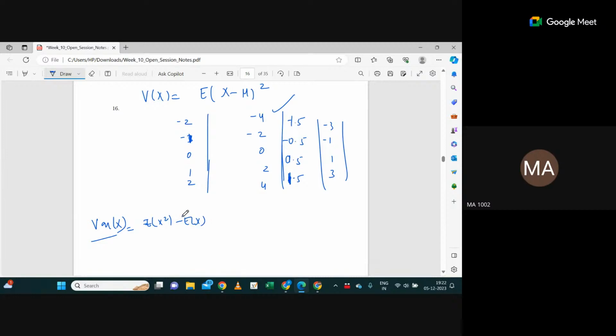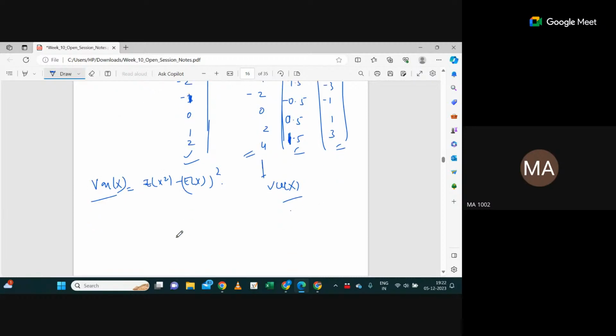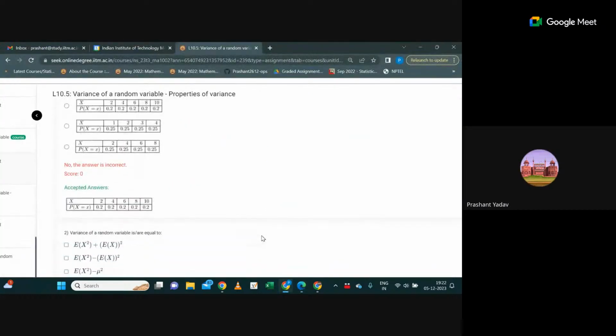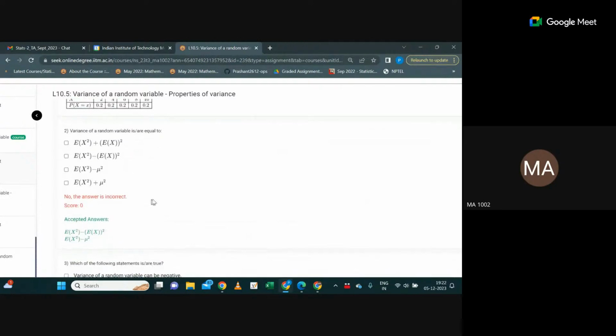If the question is about which option has the highest variance, I told you a simple trick: just check which one has the highest variability from its mean, and that one will have the highest variance. Or else, you can find the variance of x for option 1, option 2, option 3 and option 4, and you will find that for option number 2 the variance of x is the highest. It is a long method.